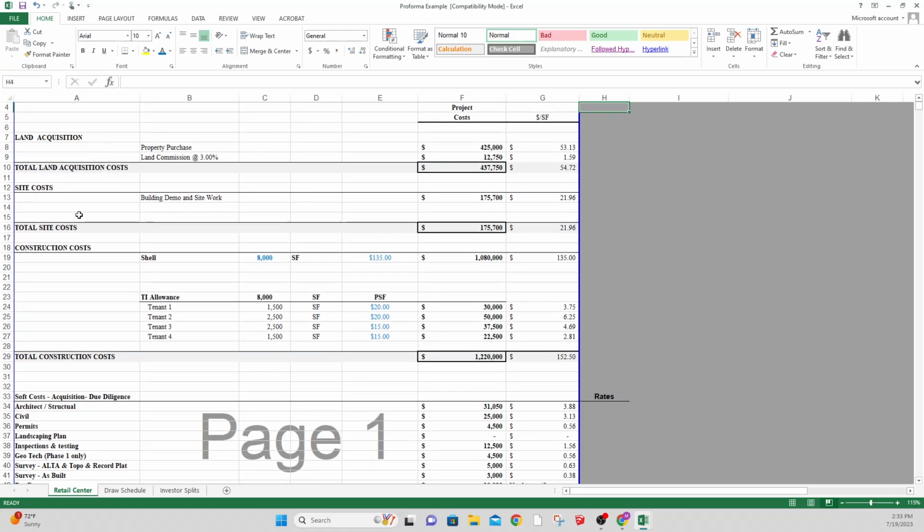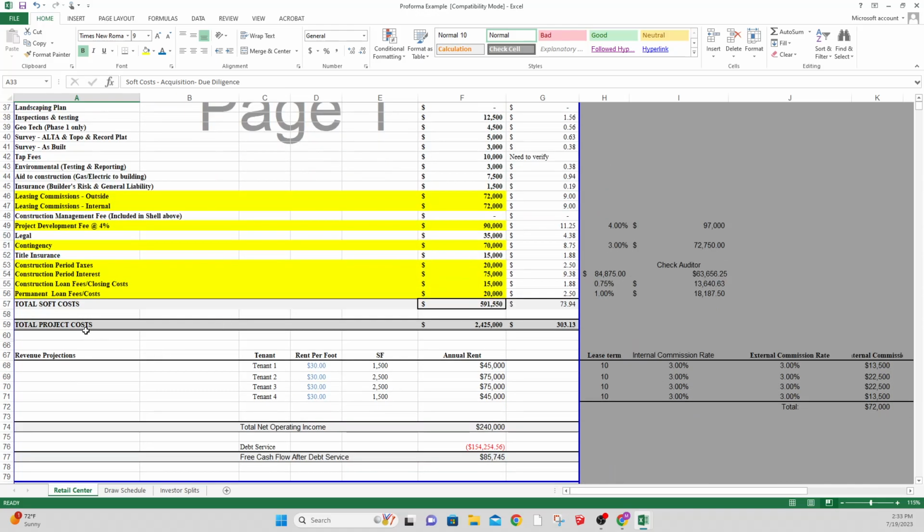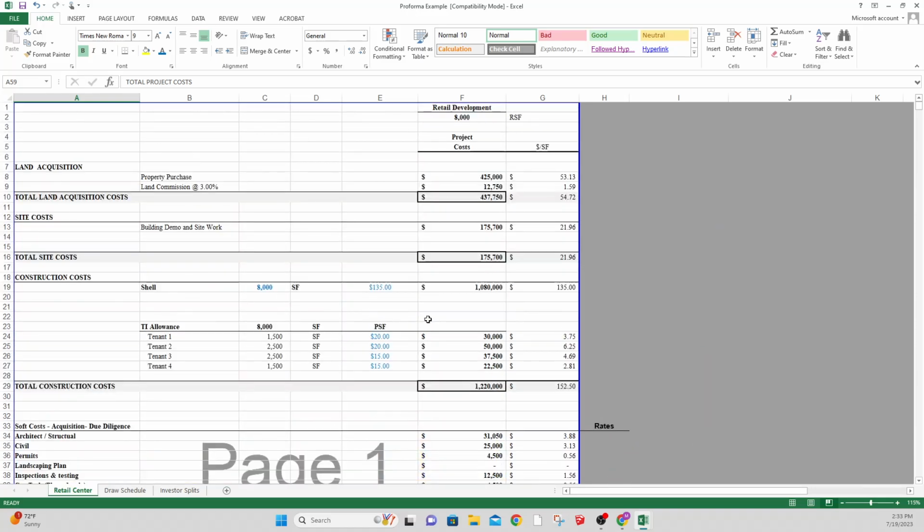Like I said, it's very simple. There are four main components we're tracking: what your land acquisition is, what site costs are going to be, your construction costs, and then your soft costs and due diligence items. Then it all gets summed up in total project costs. Like I said, it's a very simple model, but it's kind of like the Toyota: it's very reliable. One thing I've found is that if you're trying to tailor a model for a specific purpose, it often has to be modified significantly, whereas this one you can modify very easily.